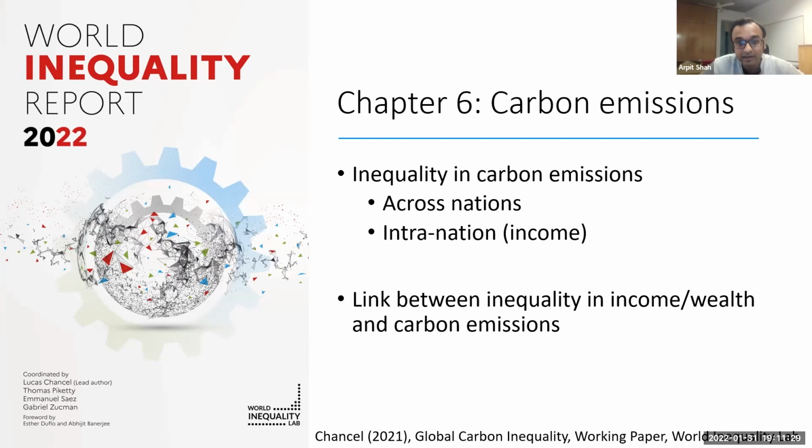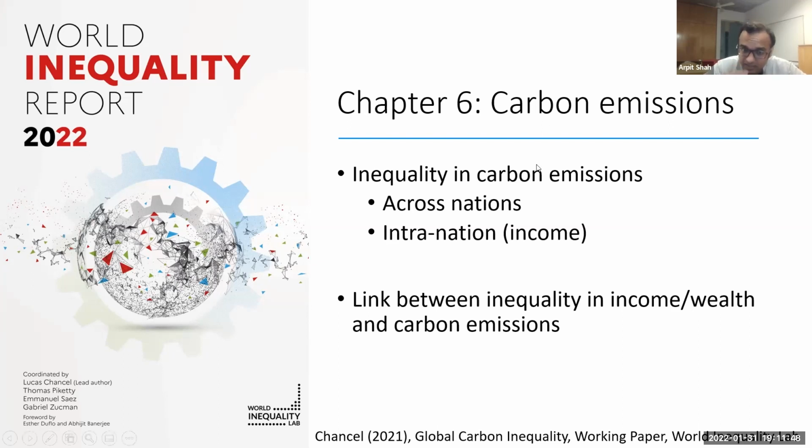And second is international inequalities in carbon emissions along the income spectrum. So how much do rich people emit versus how much do poor people emit across countries? They don't look at other dimensions, let's say gender or caste and so on. So this report looks at inequality along these two dimensions only.